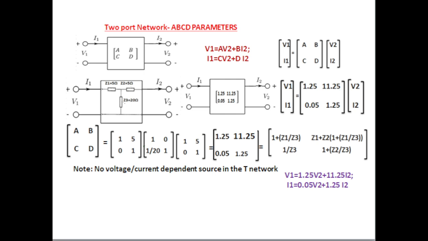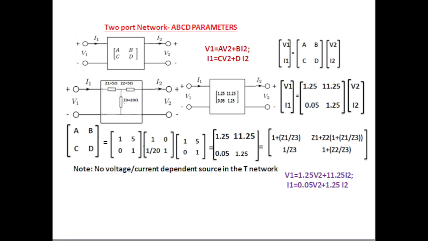Two-port network ABCD parameters. In the electrical system, V1, I1, V2, I2 are the voltages and currents of the system. V1 is in terms of V2, I2; I1 is in terms of V2, I2. So V1 is equal to A V2 plus B I2, I1 is equal to C V2 plus D I2. That is, in matrix form, matrix V1 I1 equals matrix ABCD into V2 I2 matrix.